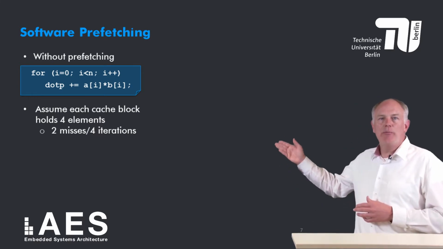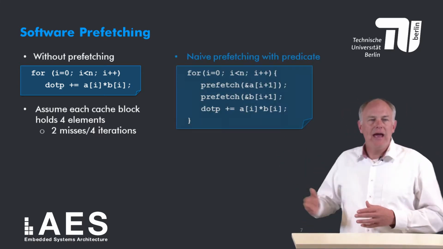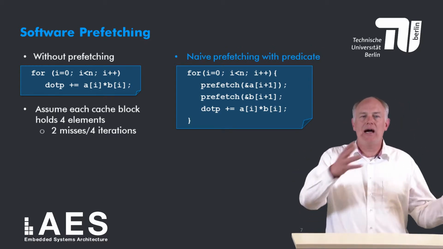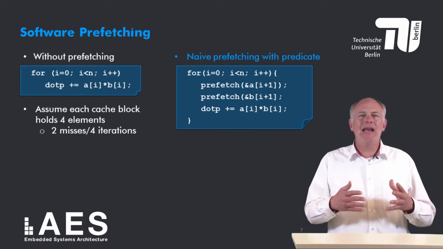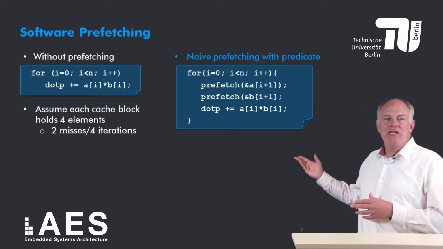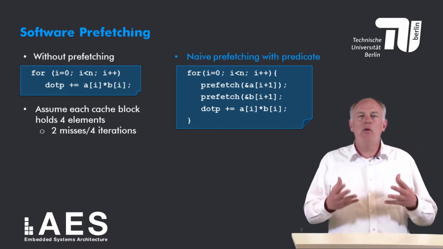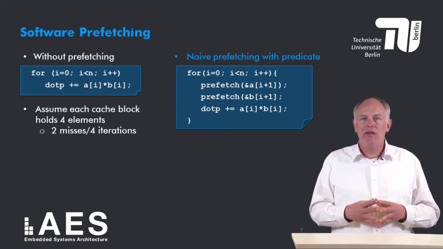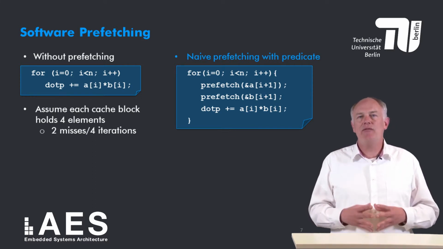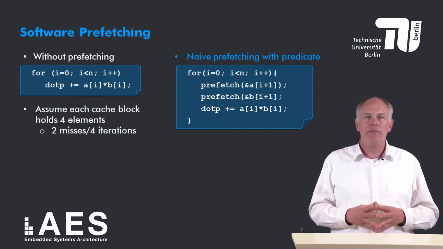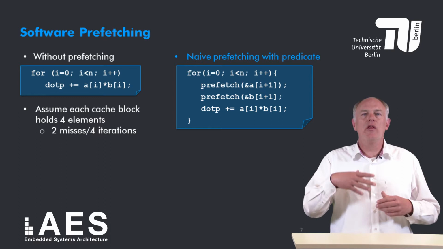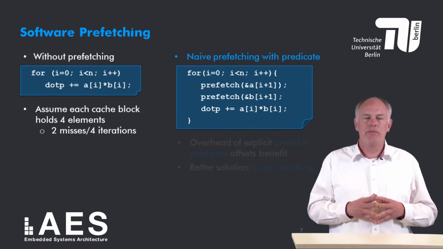Here's again the dot product kernel without prefetching. And here I show the code with prefetching that tries to solve the problems identified on the previous slide, but again in a naive way. The code version might be called naive prefetching with predicate. Now in every iteration there's a predicate that tests if the data to prefetch is within array bounds and if i+1 is a multiple of 4. If both conditions are fulfilled, the prefetch is executed, otherwise no prefetch is issued.